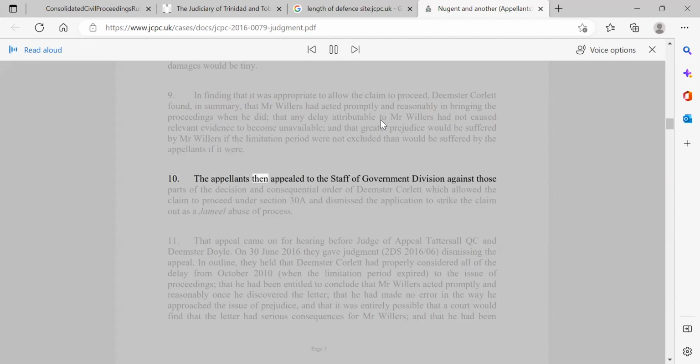10. The appellants then appealed to the Staff of Government Division against those parts of the decision and consequential order of Deemster Corlett which allowed the claim to proceed under Section 30A and dismissed the application to strike the claim out as a Jameel abuse of process.